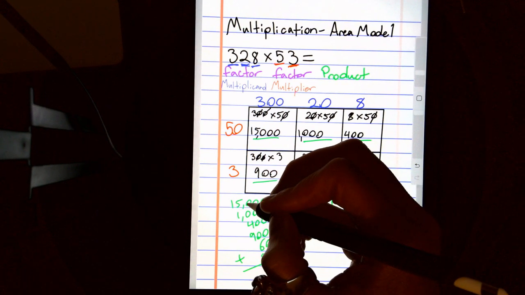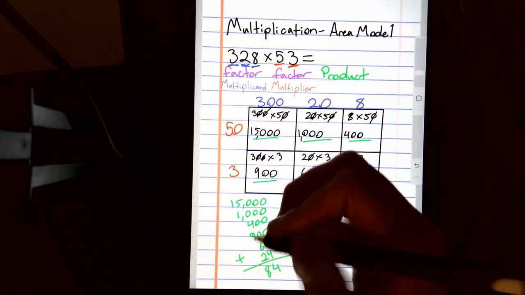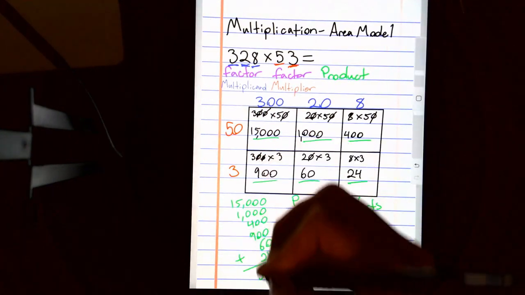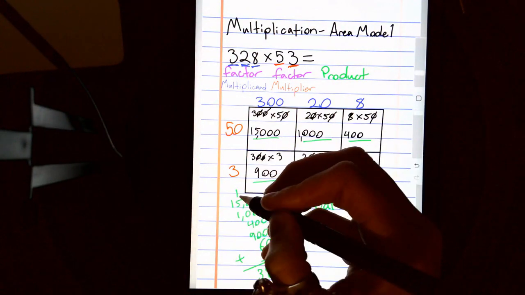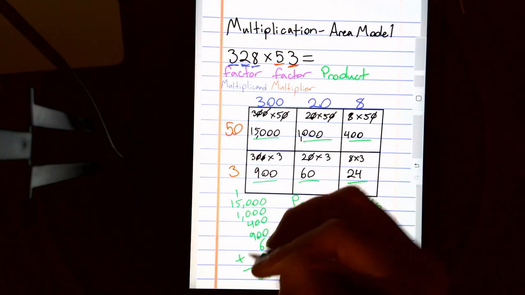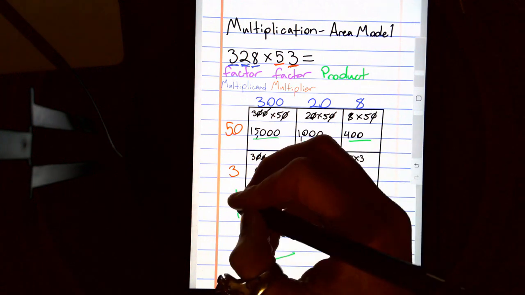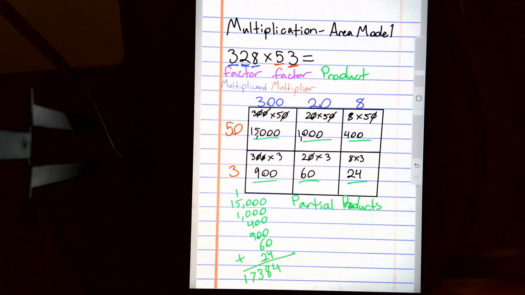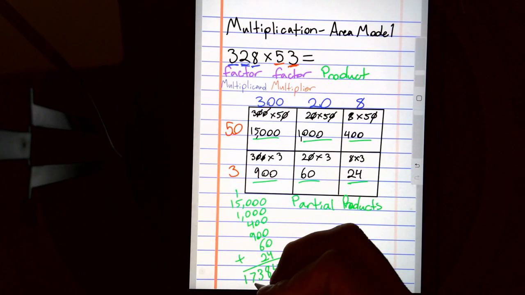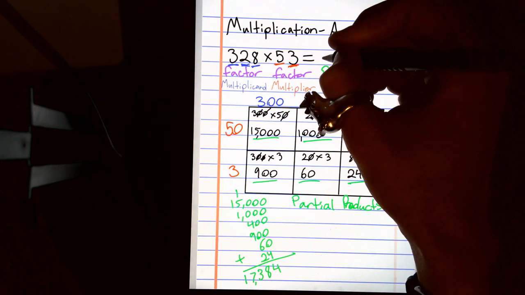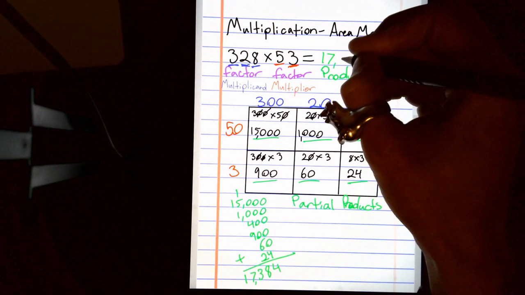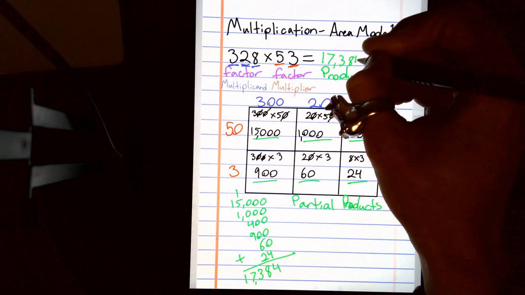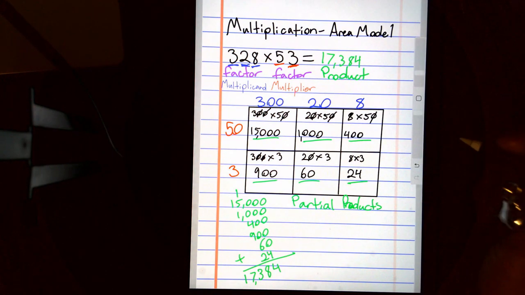We have 0 plus 0 plus 4 plus 9 is 13. Bring that 3 down, carry the 1. 1 plus 5 plus 1 is 7. And then a 1 plus nothing is 1. So we end up with a product of 17,384. And that's how we use the area model.